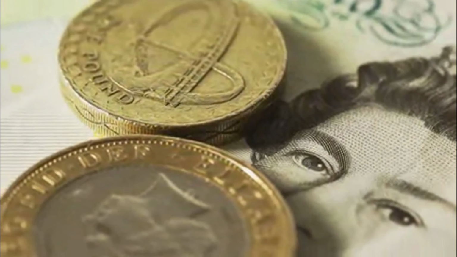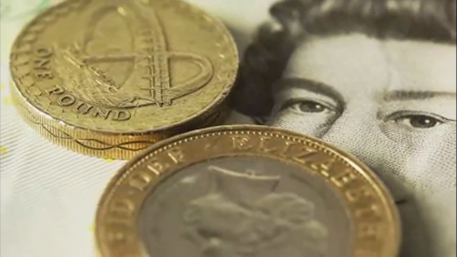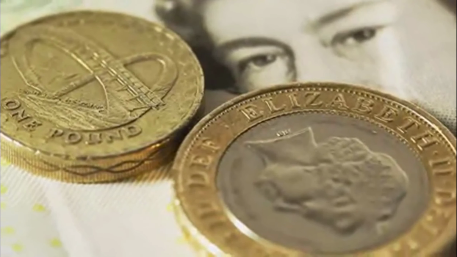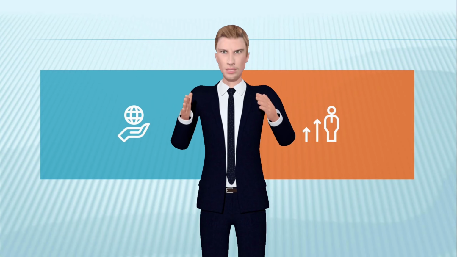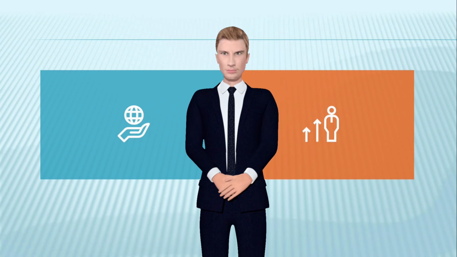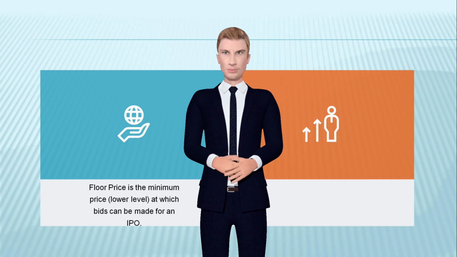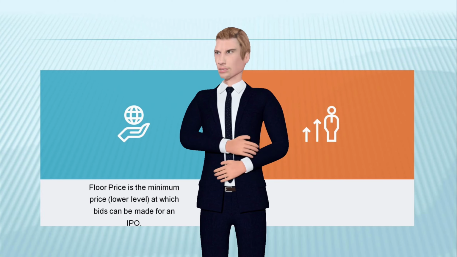So let us focus on different price levels which you might have heard or observed in various reports. Let us demystify what is floor price and cutoff price in a book building IPO. A company coming up with a book building public issue decides a price band for the issue. The price band usually contains an upper and a lower level. Floor price is the minimum price at which bids can be made for an IPO. Investors can bid for the book build IPO at any price in the price band decided by the company.